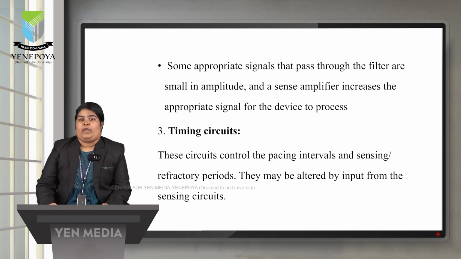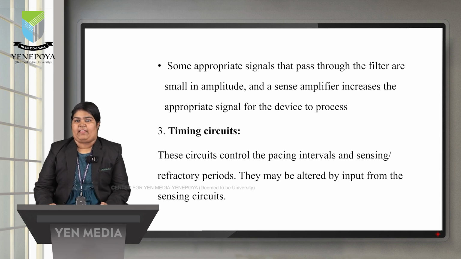Next we move on to the timing circuit. The timing circuit controls the pacing intervals, the sensing and the refractory period. First we have to know about the refractory period. When the patient has normal intrinsic conduction, the artificial pacemaker will stop and the normal pacemaker activity will go on. Only when the normal conduction system is disturbed will the pacemaker that we have implanted sense that signal and start the artificial pacing.